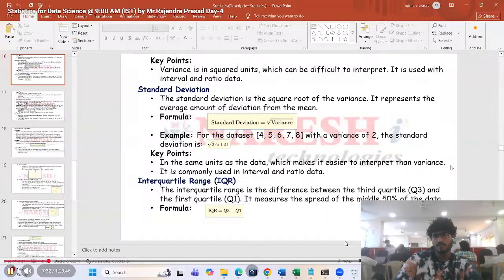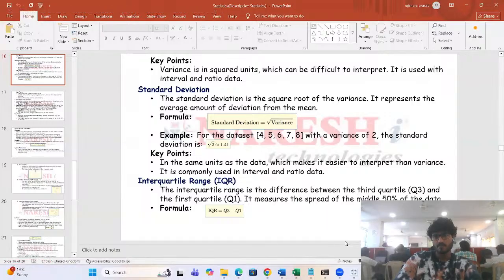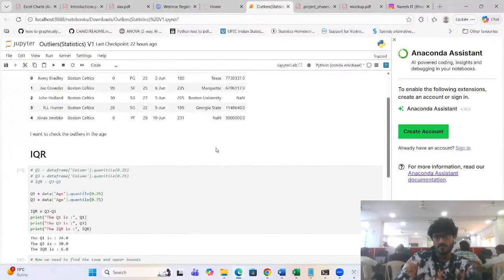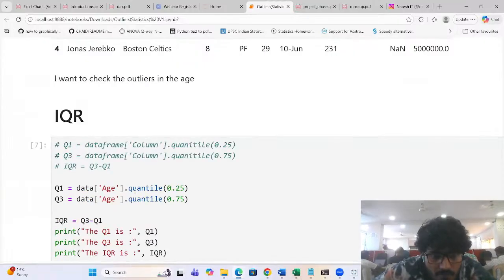How I did df of column dot quantile. In that I gave an option called 0.25. 0.25 means 25th percentile. When I say 75th percentile, Q3, it means 0.75. These are the quantiles.